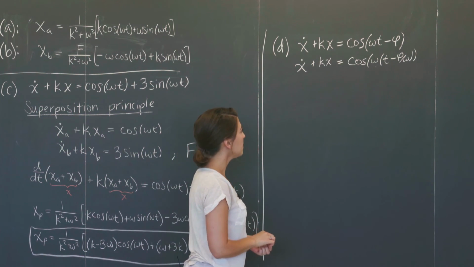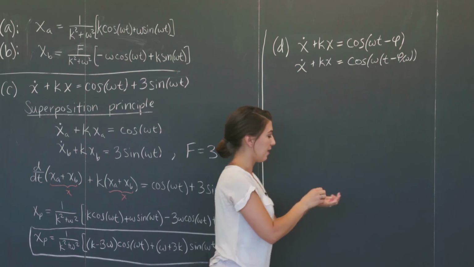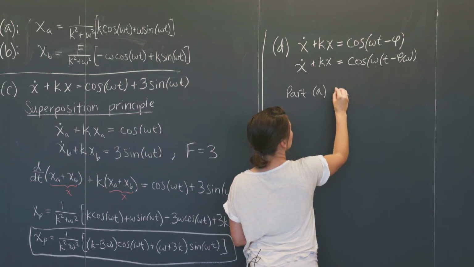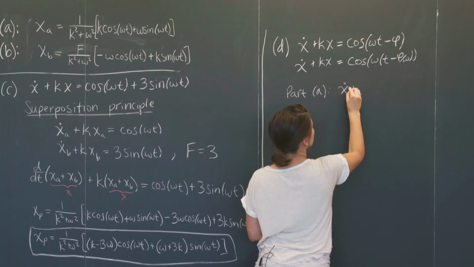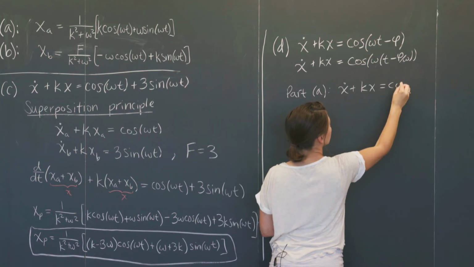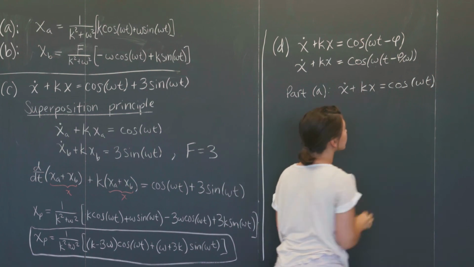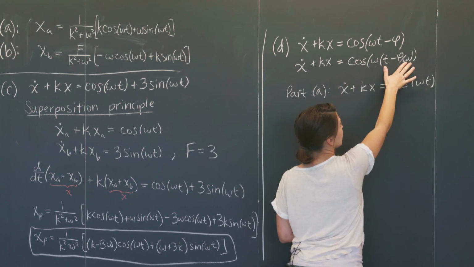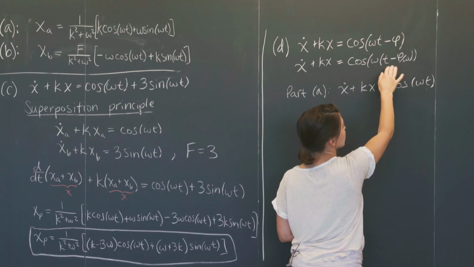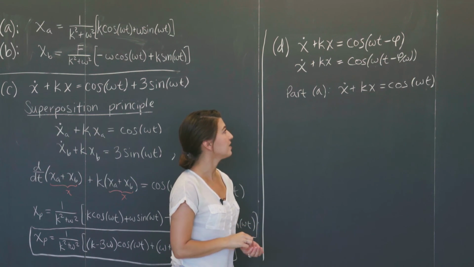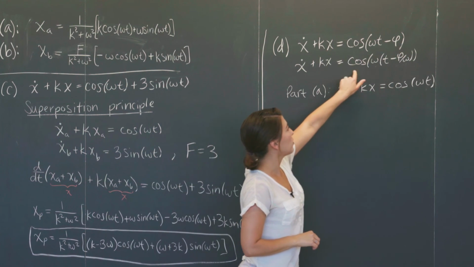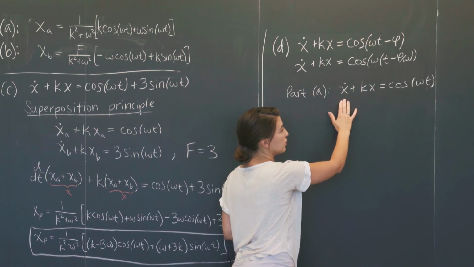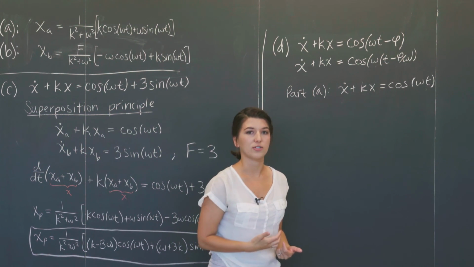concept. Now, this ODE might look familiar now, because in part A, the ODE that we solved was x dot plus kx equals cosine omega t. Now, the only difference is that the t in this case is replaced by t minus phi over omega. So this is just a shifted time. Time invariance tells us that the solution to this equation, which has an input that's shifted in time, is the same as the solution to this equation with that same time shift.